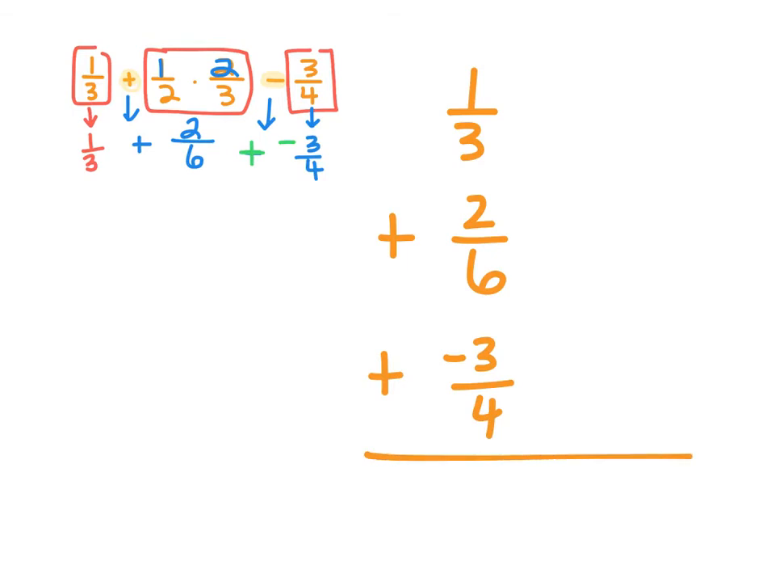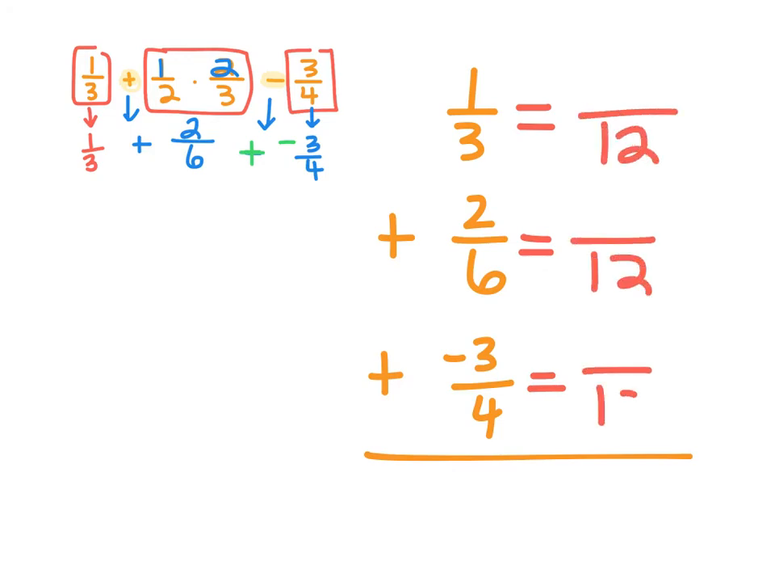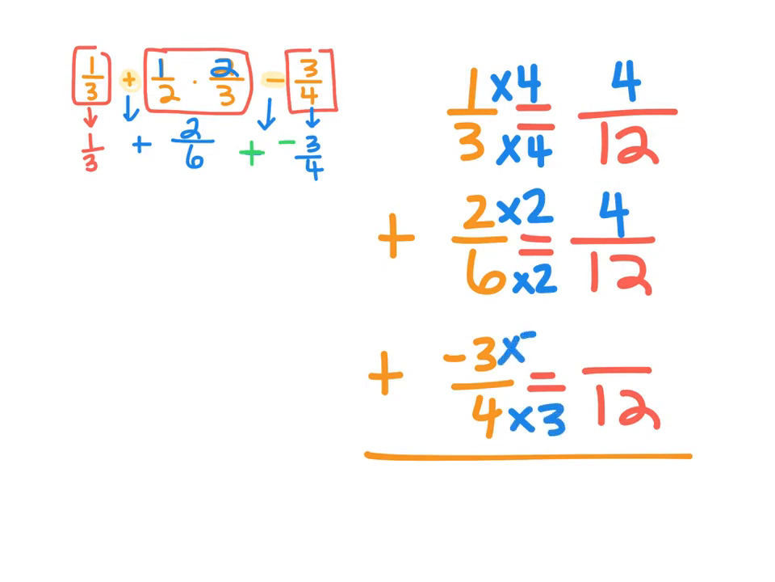Okay, my next step is to get a common denominator. Well, I know that 3, 6, and 4, they all go into 12, so I am going to make them all out of 12. All right, so to do that, I'm going to start with the first problem. I want to know, how do I get from 3 to 12? Well, I know that 3 times 4 is 12, so I need to do the same on the top. 1 times 4 is 4. Okay, my second one, I know that 6 times 2 is 12, so 2 times 2, I have to do the same thing, is 4. And then finally, down in the bottom, I know that 4 times 3 is 12, so negative 3 times 3 is negative 9.